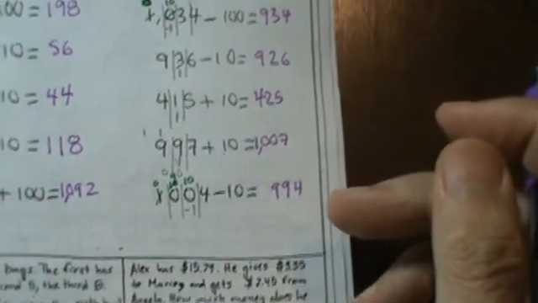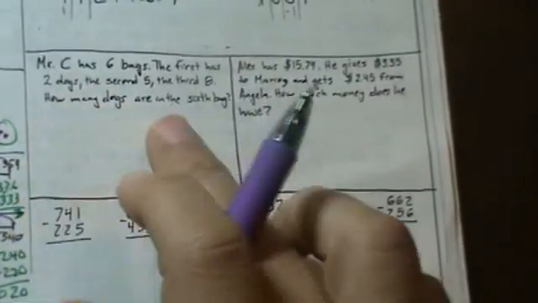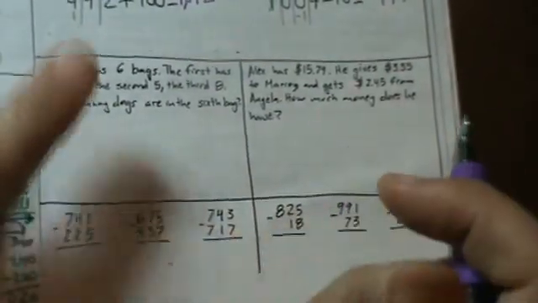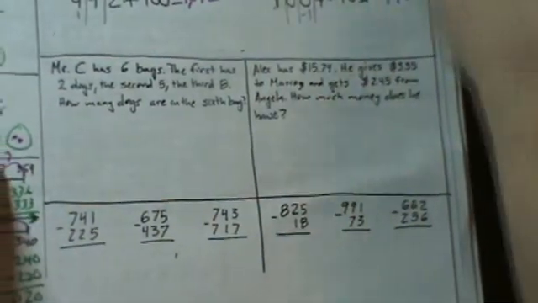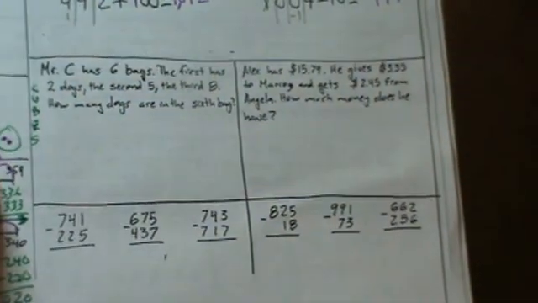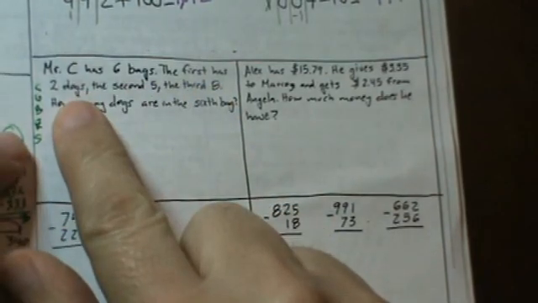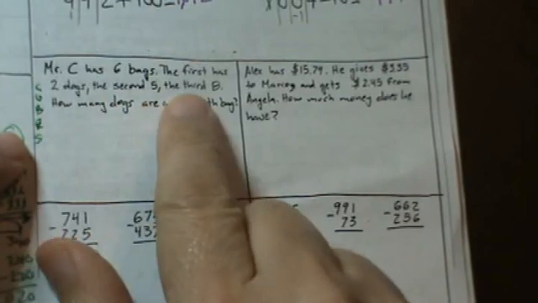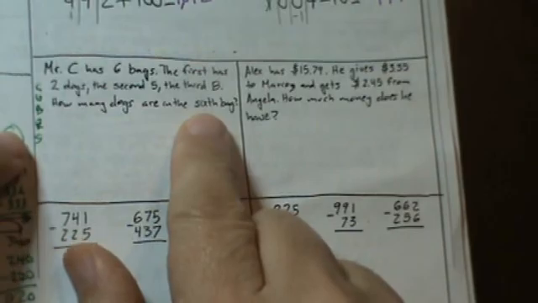¿Ok? Bueno, niños, ahora vamos a hacer el word problem. Tengo que usar cubes. Dice, Mr. C has 6 bags. The first bag has 2 dogs. The second, 5. The third, 8. How many dogs are in the 6th bag?